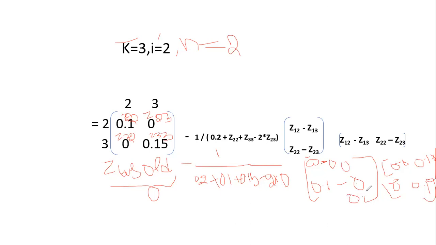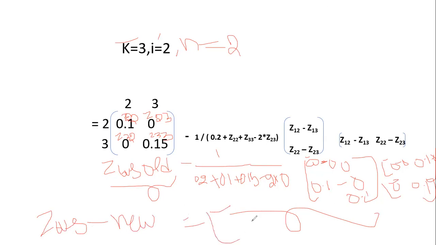We multiply this 2 by 1 matrix and 1 by 2 matrix, then we obtain the 2 by 2 matrix. Then we multiply this value, and after that we obtain another matrix. Then we subtract these two matrices, and then we obtain the Z-bus new matrix. Finally, when we simplify this equation, we obtain the Z-bus new matrix.